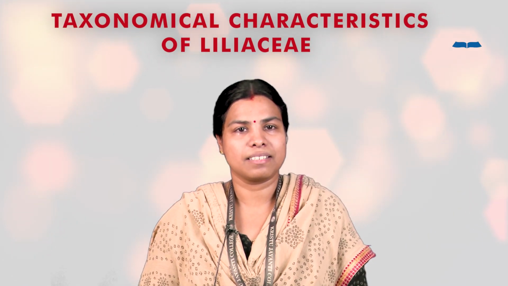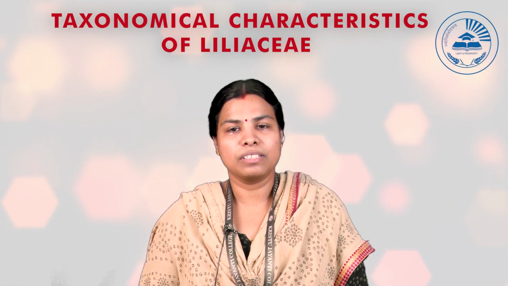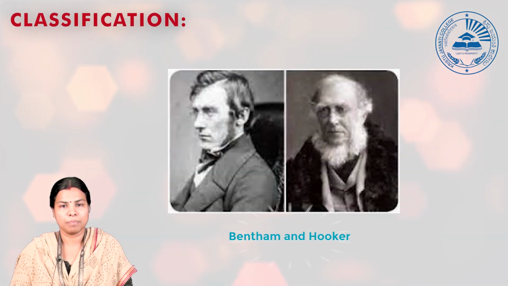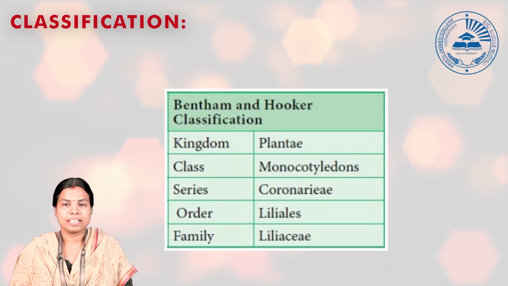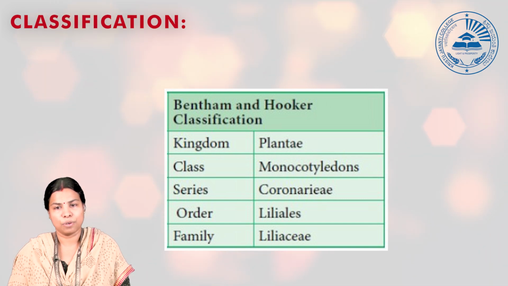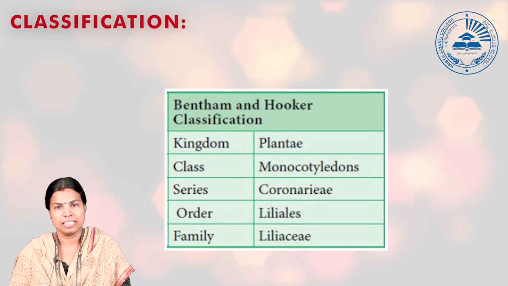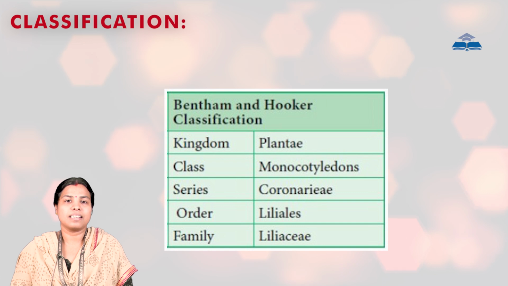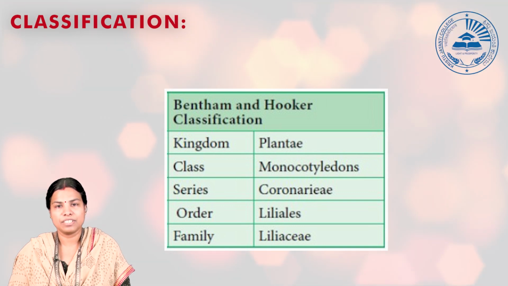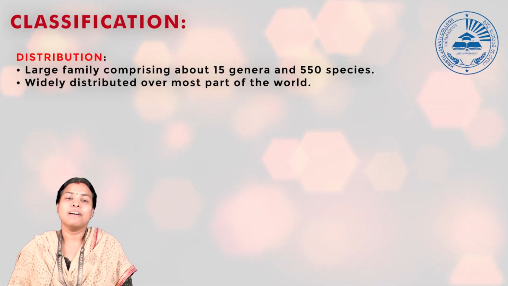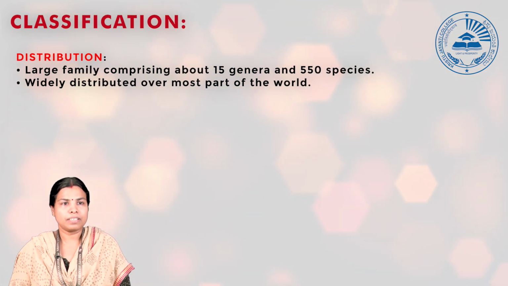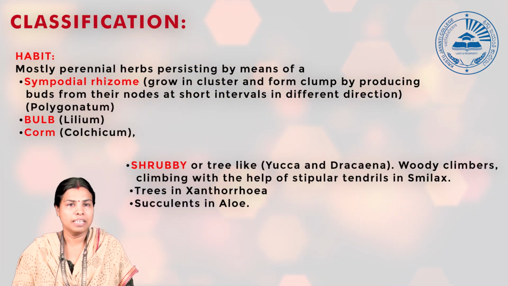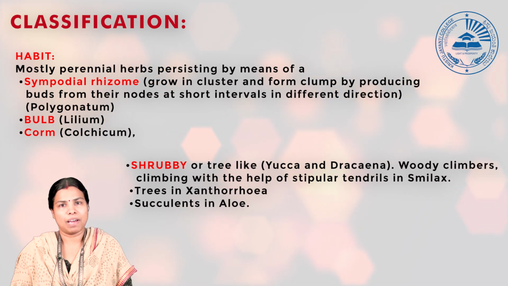In this video, we will learn about the taxonomical characteristics of Liliaceae. Moving on to the classification proposed by Benjamin Hooker, this Liliaceae family comes under the kingdom Plantae, class Monocotyledons, series Coronariae, order Liliaceae, family Liliaceae. Distribution: it is a large family comprising about 15 genera and 550 species, widely distributed over most parts of the world. Now coming to the habit, how the plants of the Liliaceae family look.